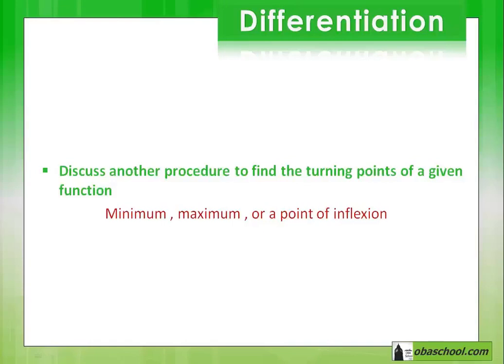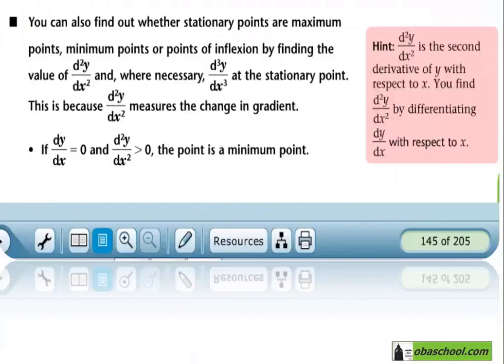Now we are going to discuss another procedure to find the turning points of a given function to deduce whether it is minimum, maximum, or a point of inflection. Look at this description. You can also find out whether stationary points are maximum points, minimum points, or points of inflection by finding the value of d2y over dx squared and, where necessary, d3y over dx cubed at the stationary point.